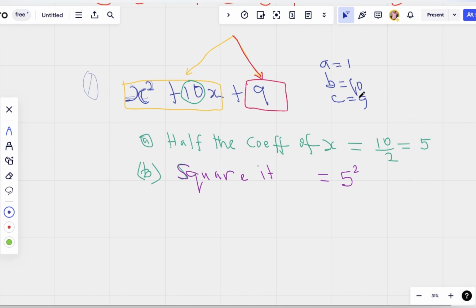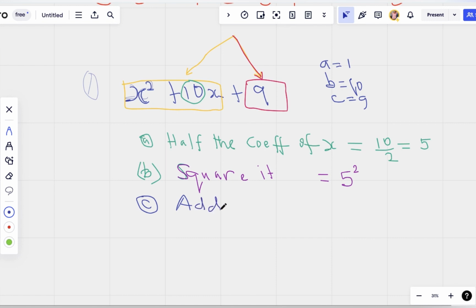If this 9 was on the other side, for example, if it was x squared plus 10x equal to negative 9, you've moved 9 to the right side. If it was an equation equal to negative 9, as you move 9 to the right, then we would have subtracted it. But now we say the C condition: add and subtract, or add it to both sides.